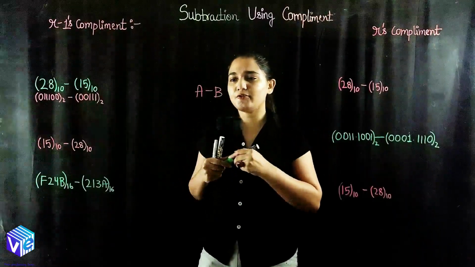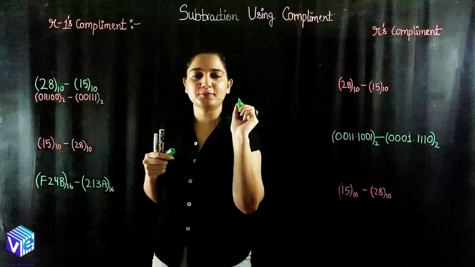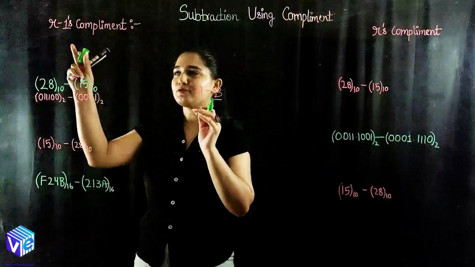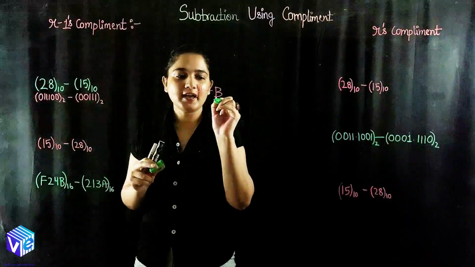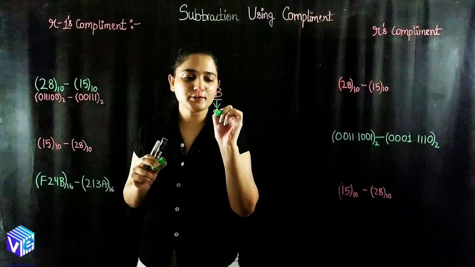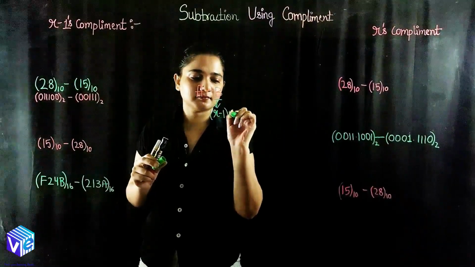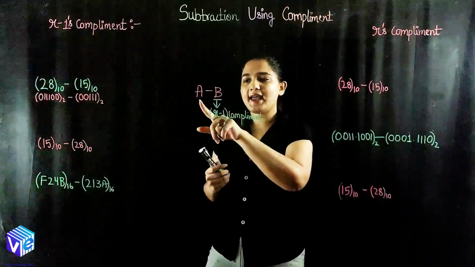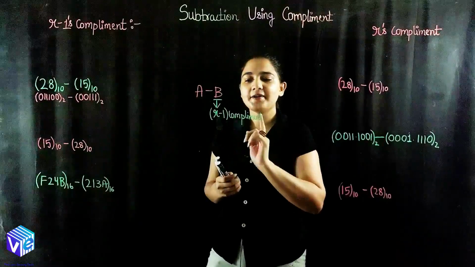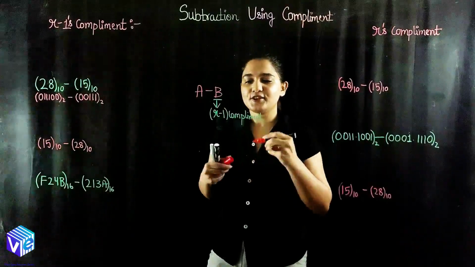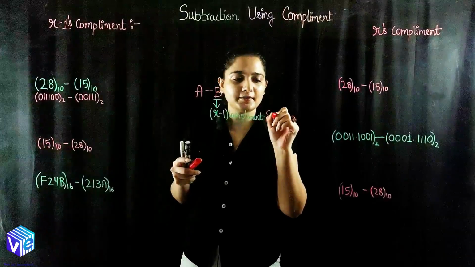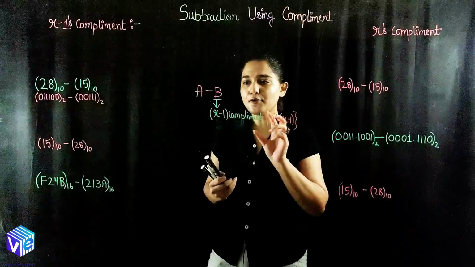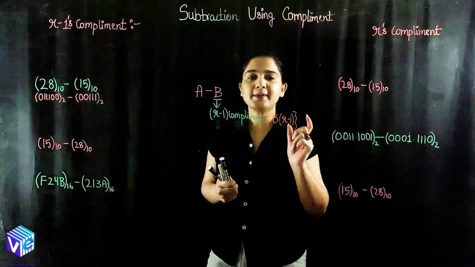So I have to subtract the number b. Whatever number I have to subtract, if I am talking about the r minus 1 complement, I will be taking its r minus 1 complement. Now I have a and I have the r minus 1 complement of b. Let's suppose I am denoting it with b r minus 1. So now I have a and I have b r minus 1.